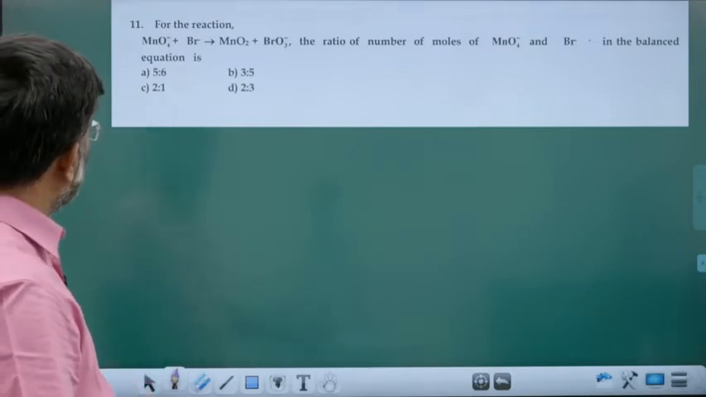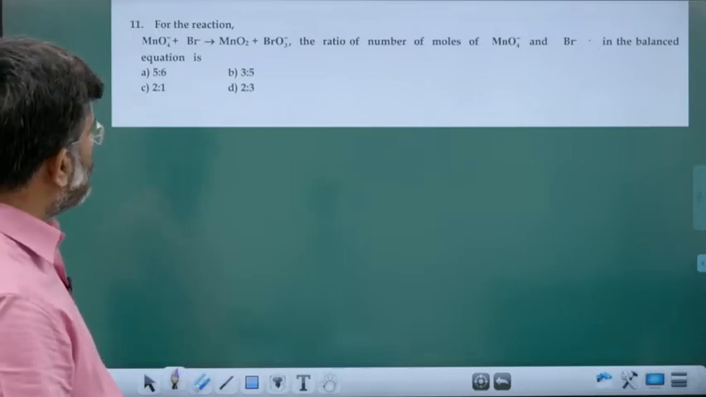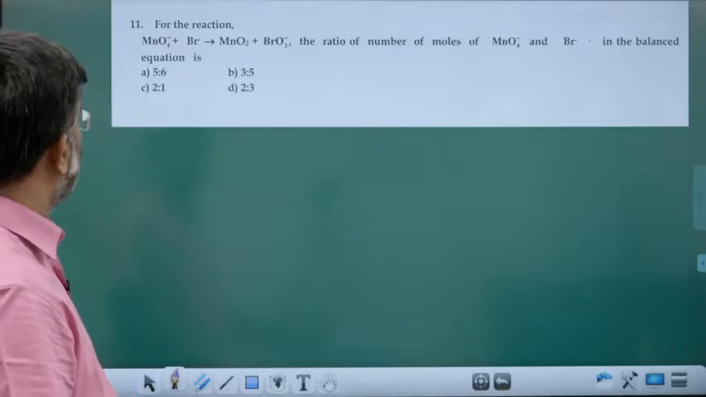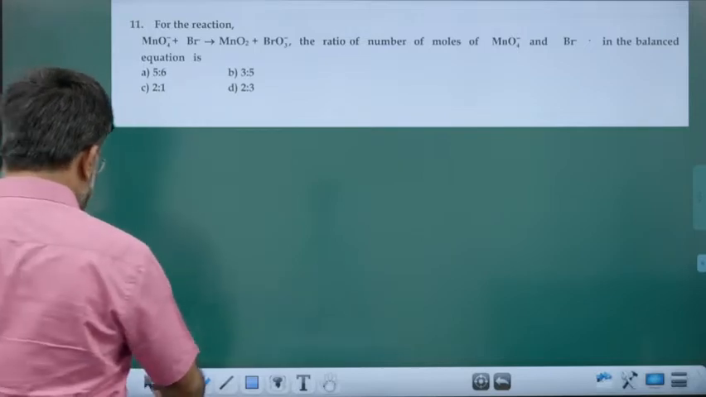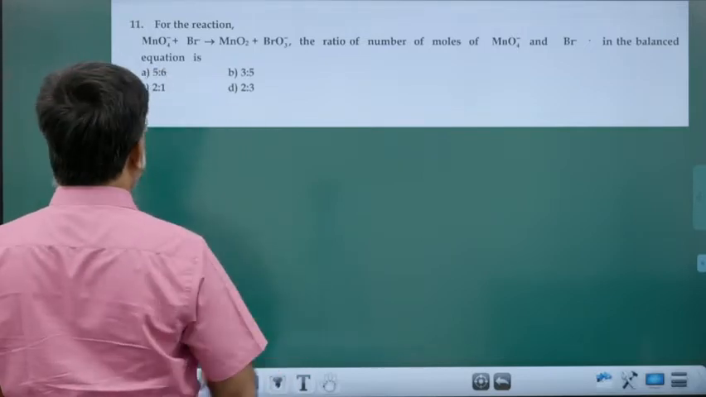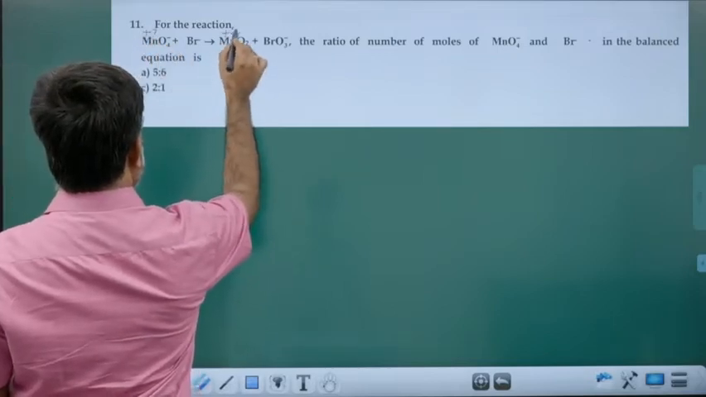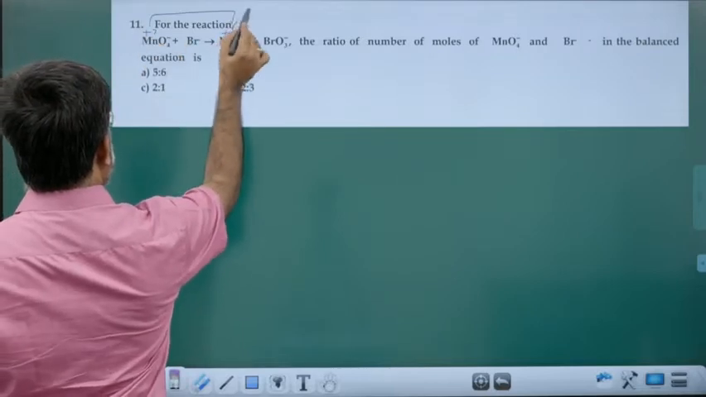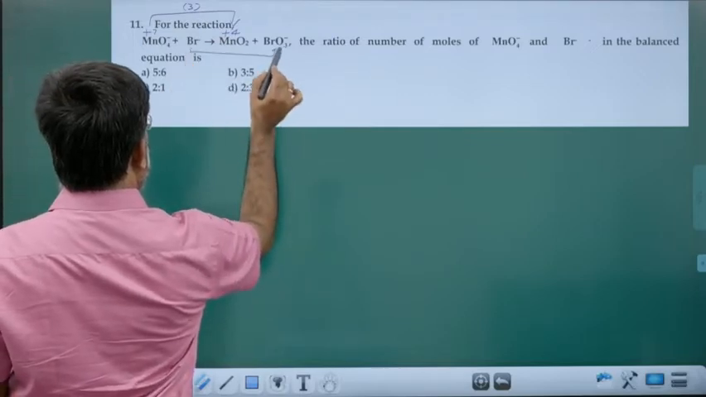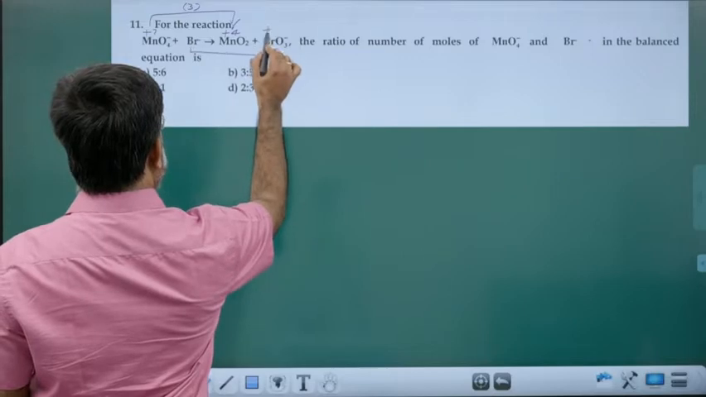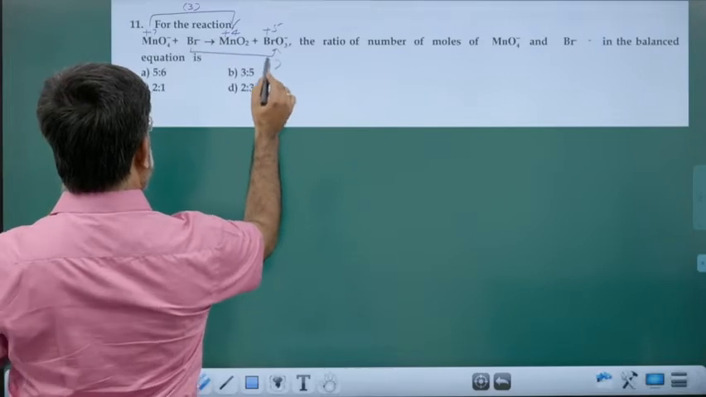For the reaction MnO4- plus Br- giving MnO2 plus BrO3-, the ratio of the number of moles of permanganate and Br- in the balanced equation is asked. How to evaluate? Here in permanganate, manganese is +7, and here it is +4. So +7 to +4, the n factor is 3. While bromide, -1 to BrO3-, so -1 to +5, the n factor is 6.